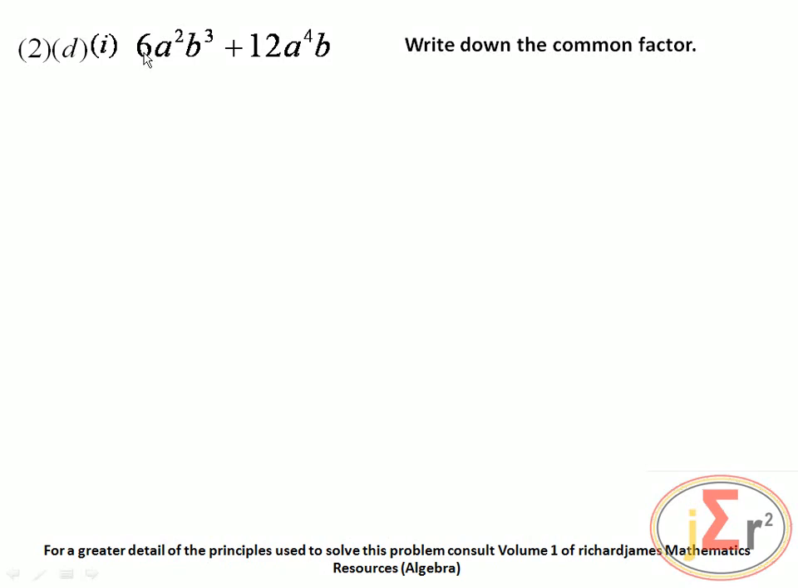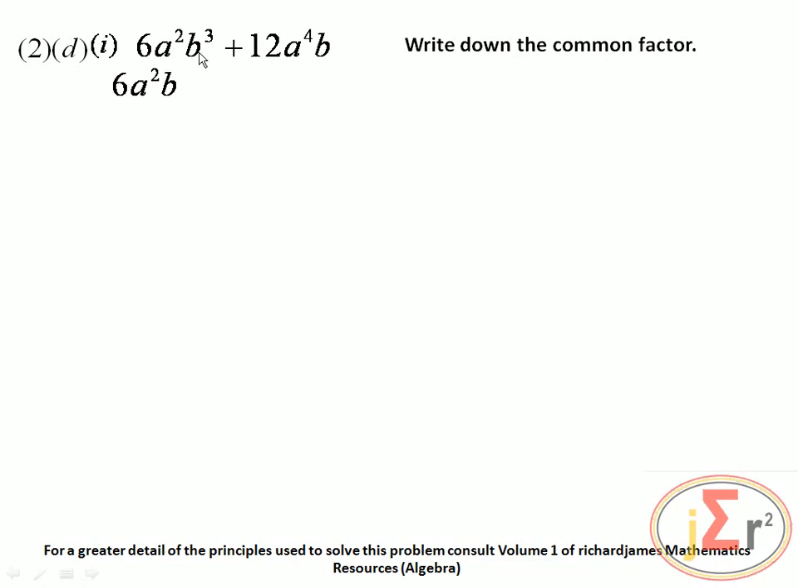Of course, we are going to take the highest number that can go into 6 and 12, and the highest number that can go into 6 and 12 is 6. Of course, the highest power that can go into a squared and a to the power of 4 is a squared. Do not forget that when we are manipulating indices, if we are dividing, we are going to subtract the indices. So we are saying what is the largest number that can be subtracted from 2 and 4, and that is 2.